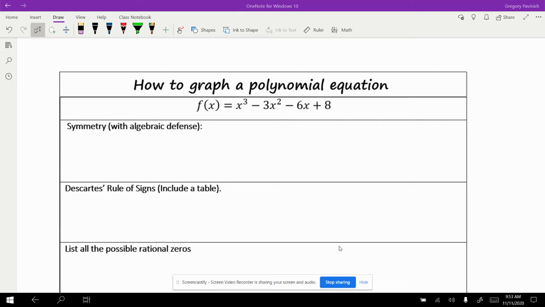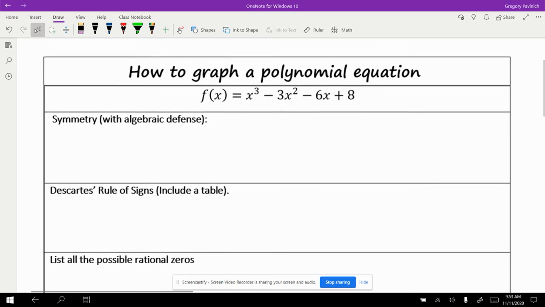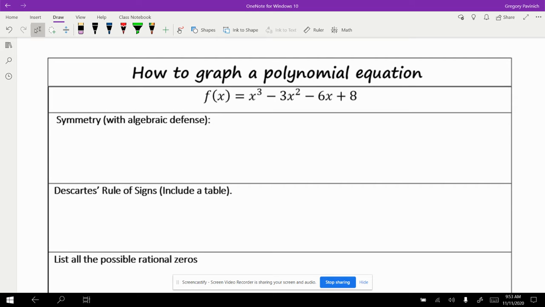Hey, this is the example of what we just went over on the other one, where we didn't have an equation. We just kind of went through what we did. So in this INB, we're going to follow through a specific problem, and we're going to talk about it as we go. So we learned that symmetry with algebraic defense means I want to test this function for symmetry.